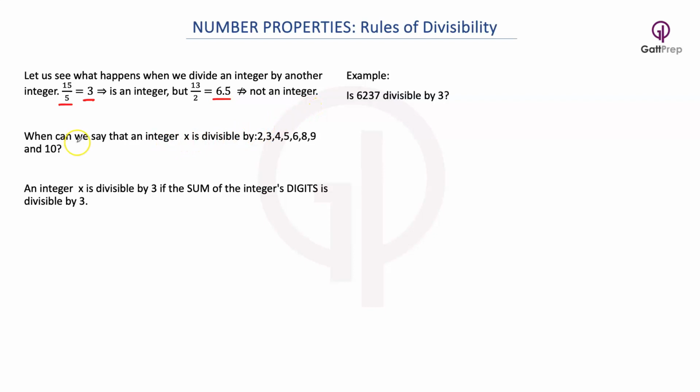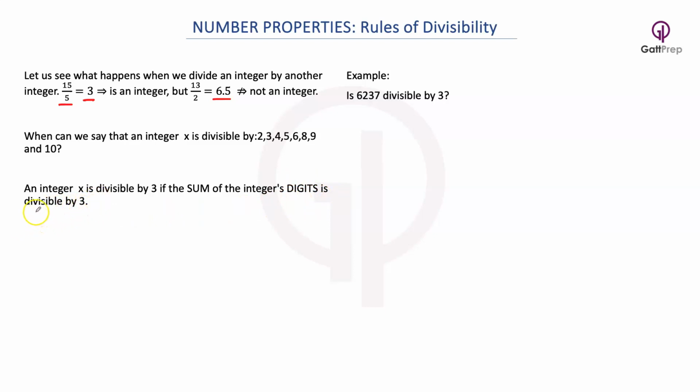Now, when can we say that an integer x is divisible by another number, say 2 or 3 or 9 or 10? We are not going to go through all the rules of divisibility. We will take a look at the rule for dividing by 3. Now here it says that this is the rule. An integer x is divisible by 3 if the sum of the integer's digits is divisible by 3.